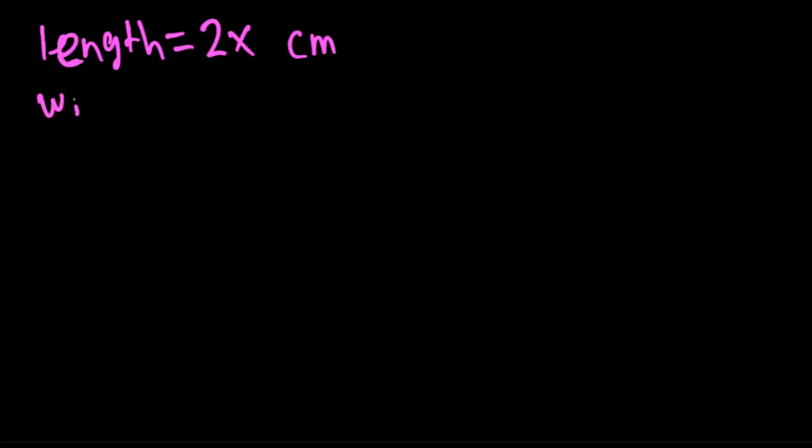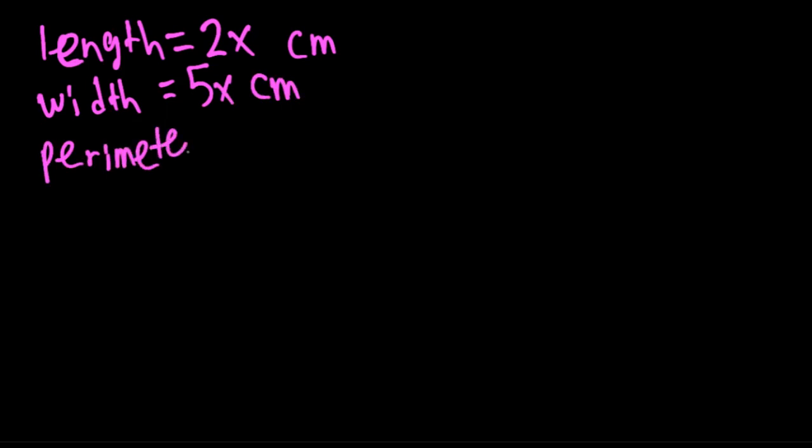So the next one is, an enclosed garden has length 2x centimeters. So I'm just going to be writing down all the values we get. So length is 2x centimeters. The width of it is 5x centimeters. And it says that its perimeter is 30 centimeters. Okay, so you should always be writing down everything you know about the question, and then if it helps, draw a diagram. So let's try drawing a diagram.